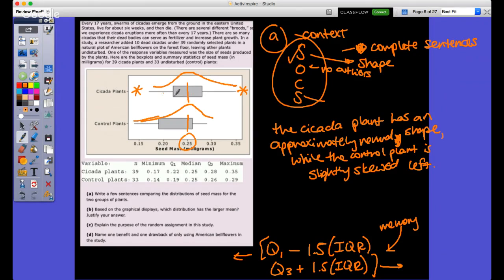I would say that the cicada plants have a slightly larger spread as far as my range. My IQR you could use for your spread as well. Here's my IQR from here to here. Whereas here, if you used IQR, I would say the bottom one, the control plants, is slightly larger. So just be sure, don't just say the spread is larger for this one.